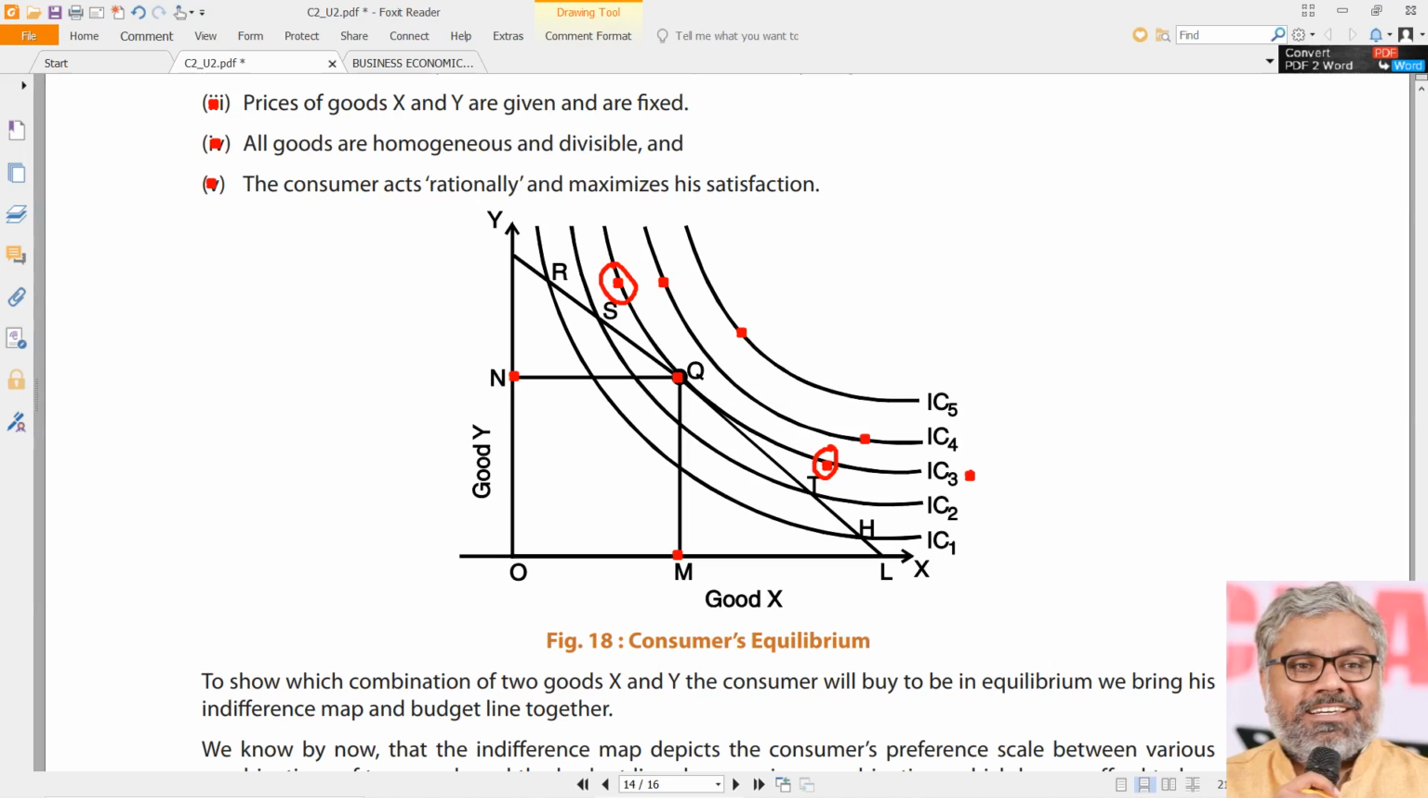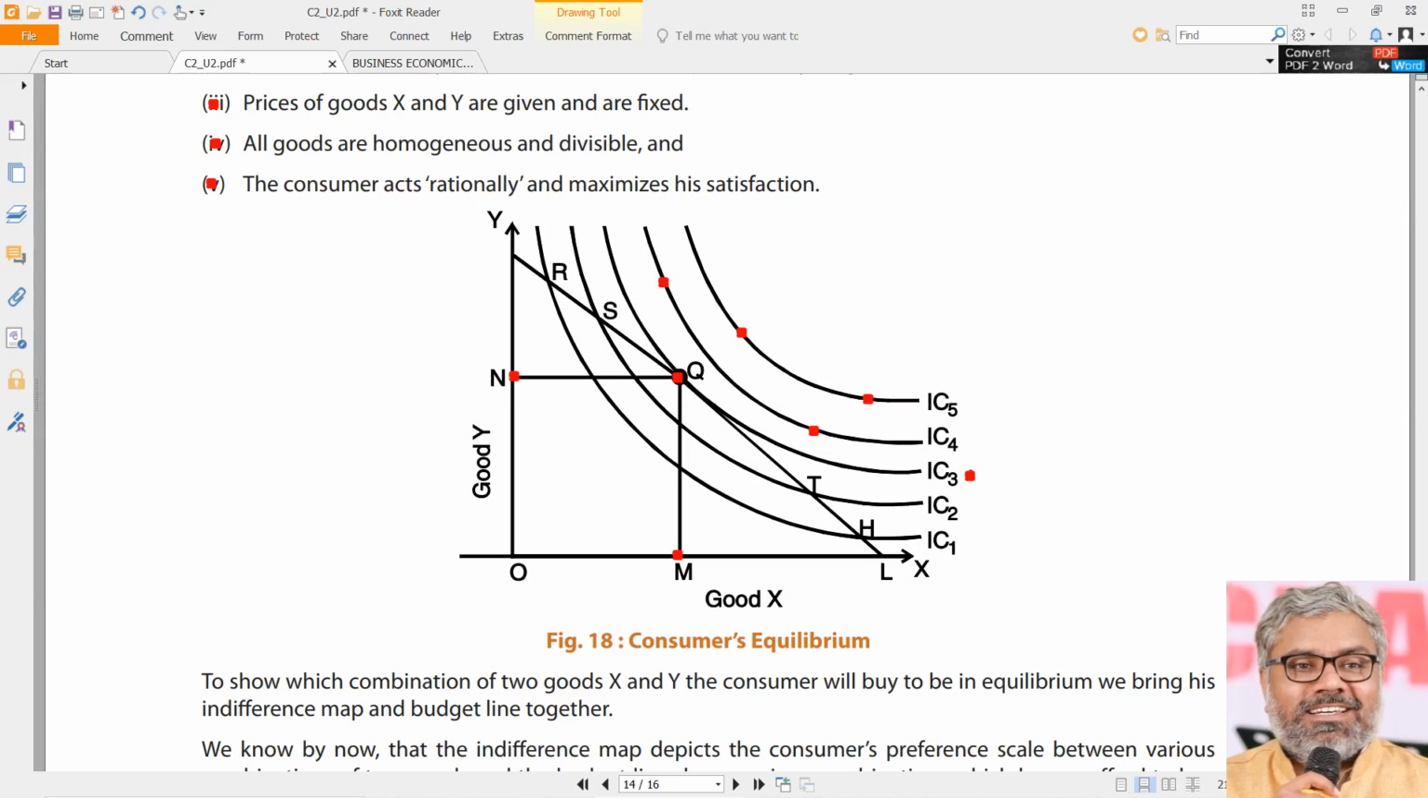That is what he will spend. That is what he will actually consume, because it is giving him the same satisfaction as this point and this point, but at the same time it is within his budget. So he will spend exactly for the consumption of Q. IC4 and IC5 are completely beyond his budget. Any point on IC5 or IC4 is not possible for him. On IC3 also, only point Q is within his budget. All other points are beyond his budget, so he cannot afford them.